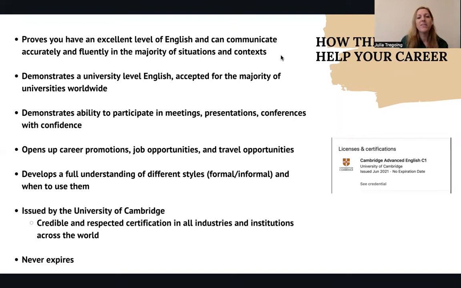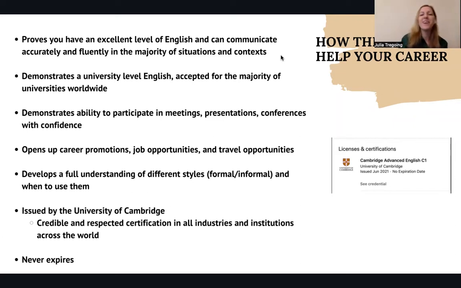So it helps you develop a full understanding of different styles, formal, informal, and of course, when to use them. So it's natural English. It is issued by the University of Cambridge. So you do get a University of Cambridge certificate, which is of course a credible and respected certification. And finally, it never expires.